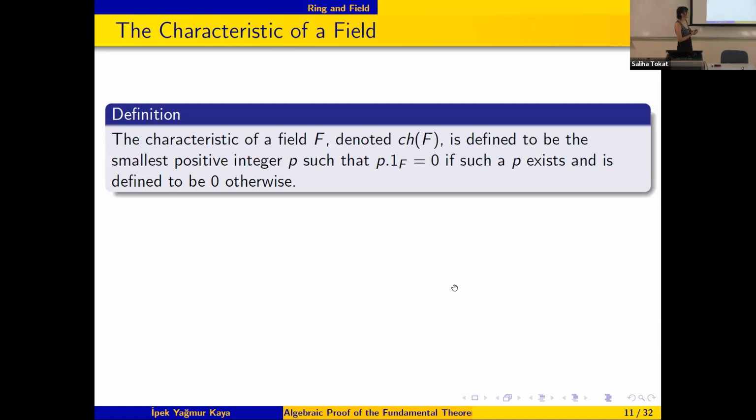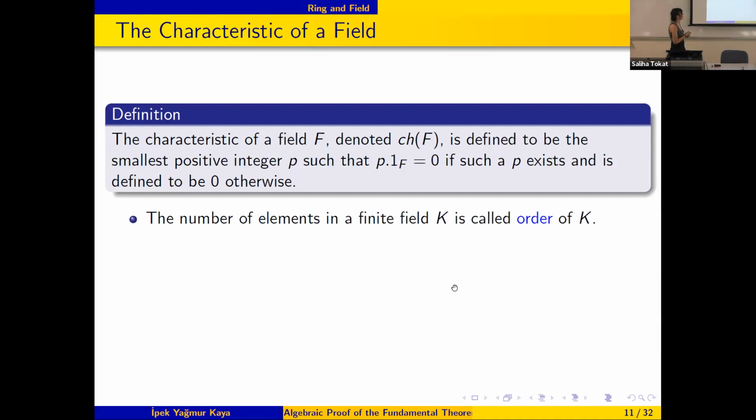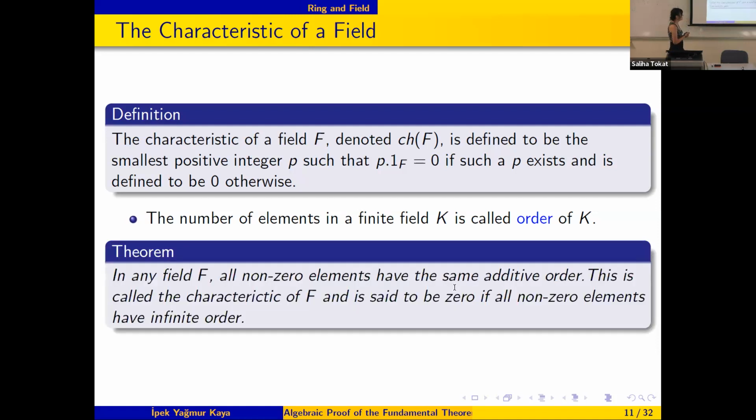The characteristic of a field. The characteristic of a field F is defined to be the smallest positive integer p such that p times the identity is equal to 0, if such a p exists, and it is defined to be 0 otherwise. And the number of elements in a finite field K is called the order of K.